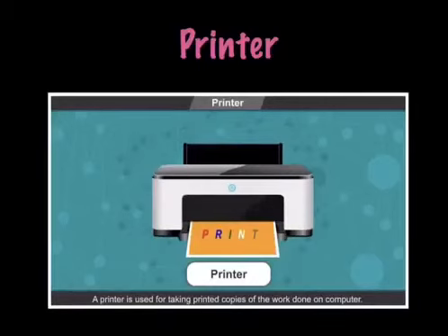Now let's talk about printer. Printer is also a part of a computer, but it doesn't help in IPO cycle. We use printer whenever we want to print any information from a computer onto a paper, and this is known as hard copy. A printer is an output device.